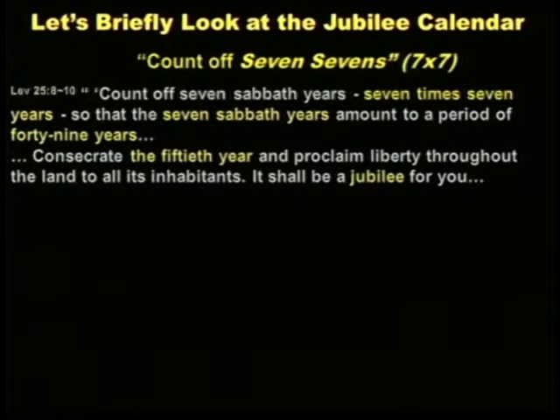God says count off 7 sevens in Leviticus 25. Count off 7 Sabbath years, 7 times 7 years, so that the 7 Sabbath years amount to a period of 49 years. Consecrate the 50th year and proclaim liberty throughout the land to all its inhabitants. It shall be a jubilee for you. Do you know where we got the name for the calendar? Jubilee calendar. Right from this verse.